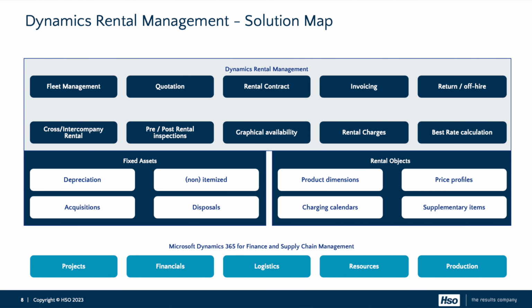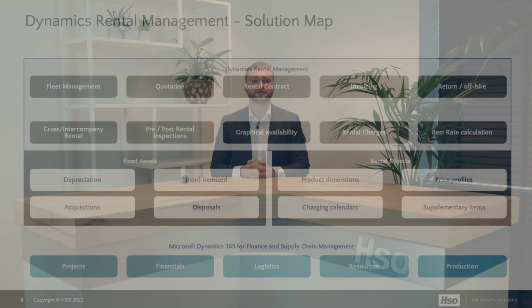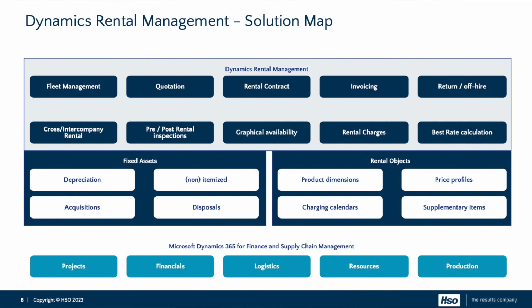For all of our products, we have a solution map. In this picture, you can see the solution map of Dynamics Rental Management. With the light blue boxes underneath, you can see that it is fully integrated into the standard of finance and supply chain management. We leverage the capabilities of the project module. We leverage finance. You're going to process inventory transactions and warehousing through the standard modules as well, and of course human resources.